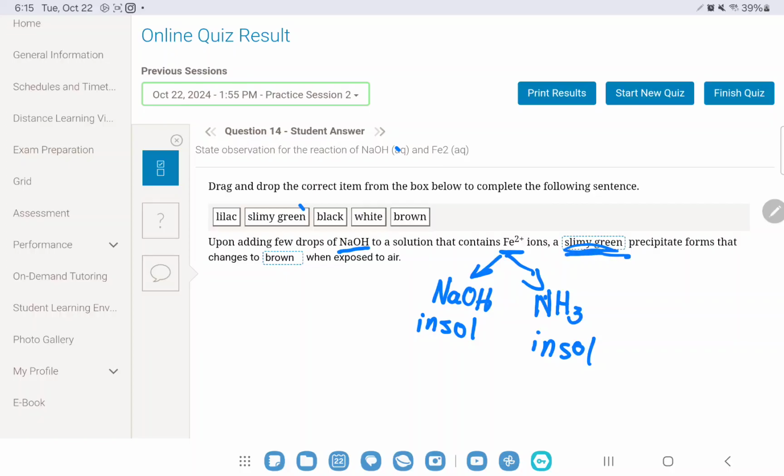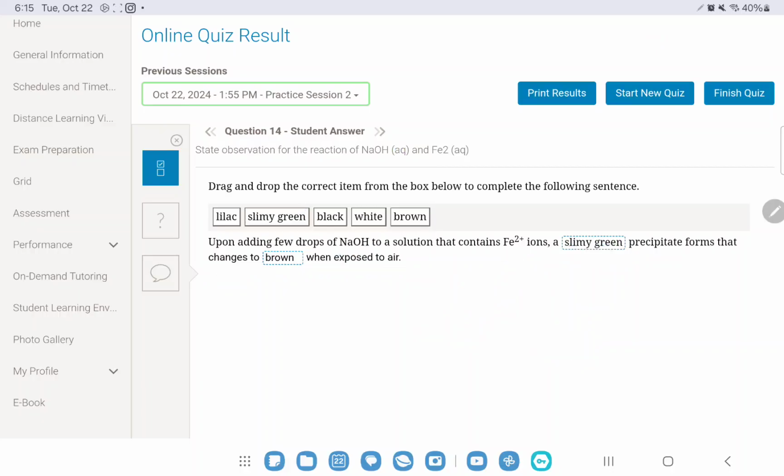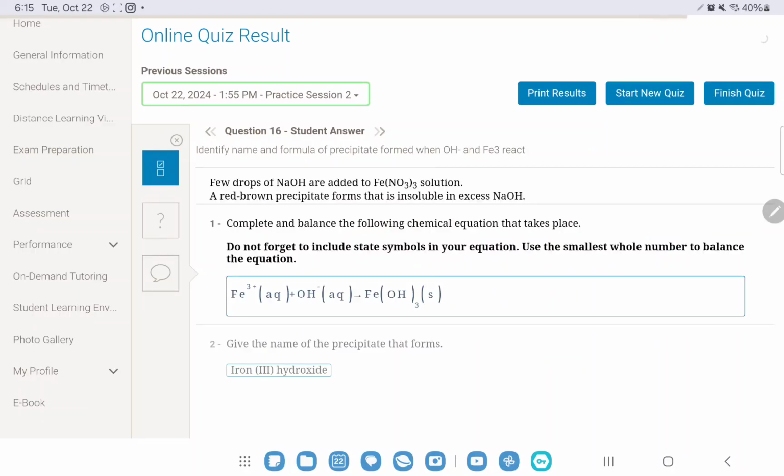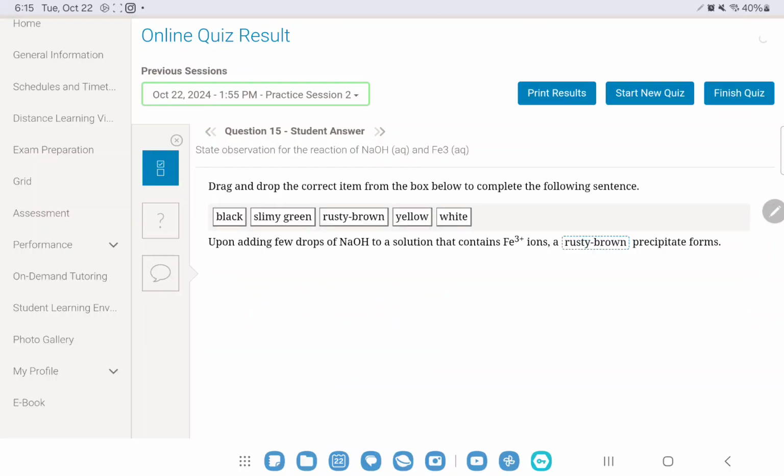Just know another thing: no matter when you see iron, no matter what its starting color was, it's always going to change to brown when exposed to air. This is all memorizing. Now, let's move on. Here, okay, I skipped a question. Fe2+ gives you slimy green, Fe3+ gives you rusty brown. Or you might see it as reddish brown. Red brown, both work. You're going to see both are the same thing.